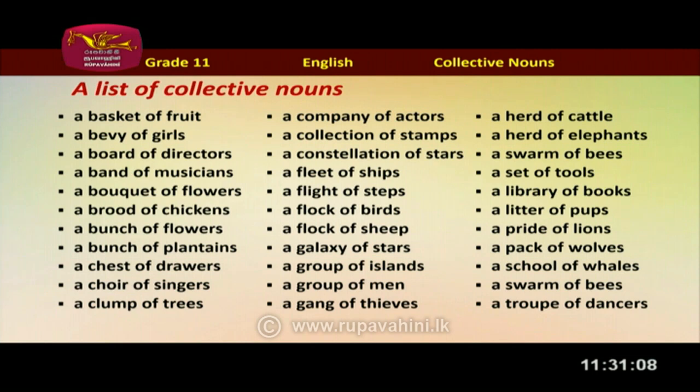Board of directors. A band of musicians. A bouquet of flowers. A brood of chickens. A bunch of flowers. A bunch of plantains. A chest of drawers. A choir of singers. A clump of trees. A company of actors. Collection of stamps. A constellation of stars. A group of stars there. A fleet of ships. Group of ships. A flight of steps. A flock of birds. A flock of sheep. A galaxy of stars.